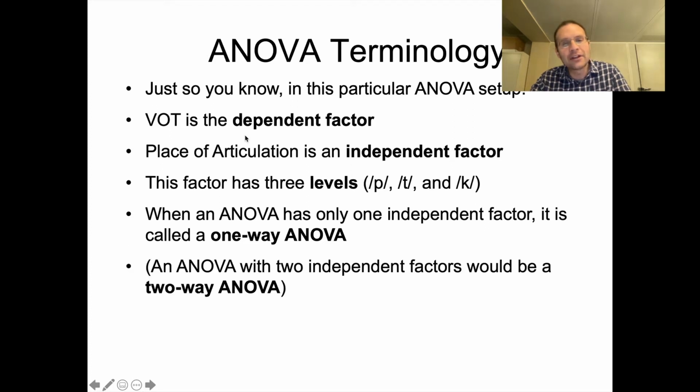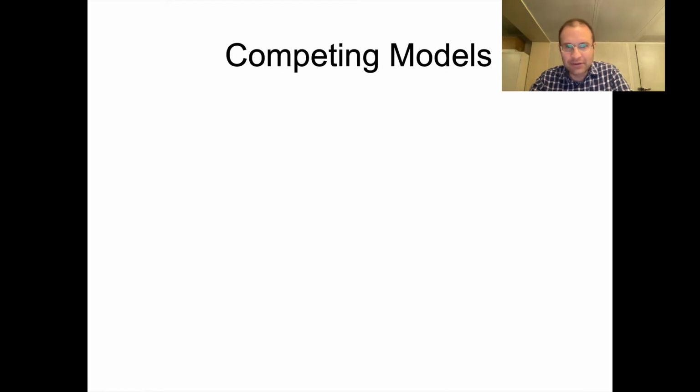If we want to add another factor, like say gender, or in this particular case, city of origin, then we ramp up the number of ways we're looking at in the ANOVA. So an ANOVA with 2 independent factors would be a 2-way ANOVA. We're going to save that for next time because once you get 2 independent factors, you have to worry about how they might interact with one another. For now, we just have one factor. It's got 3 different levels, and we want to see if VOT depends on these different stop places of articulation. Okay, hopefully that's clear.